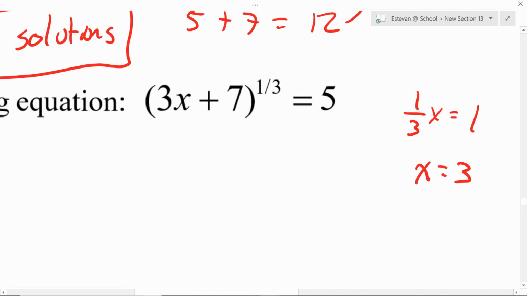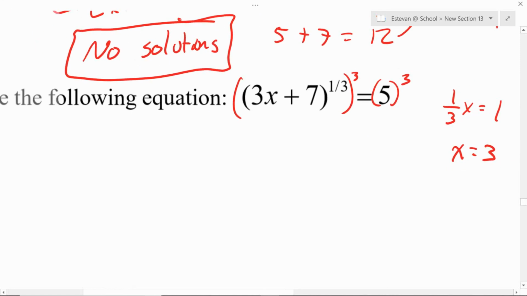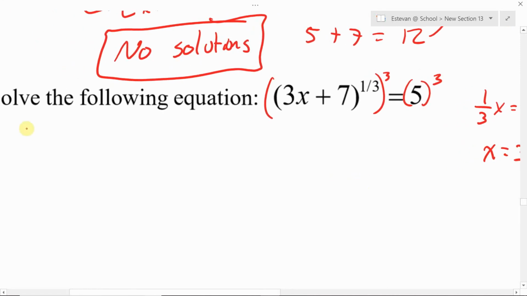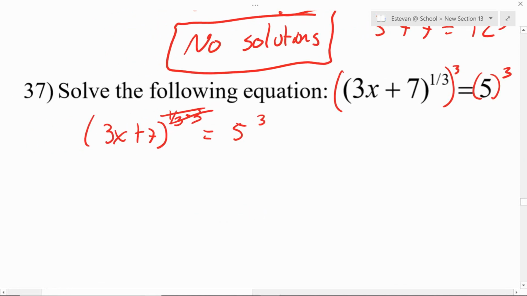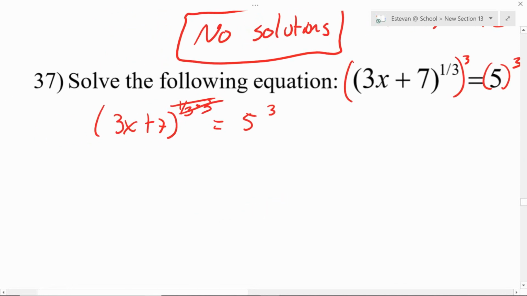In order to multiply by 3, we cannot just multiply by 3. We need to raise both sides by 3. When we have an exponent raised to an exponent, that leads to multiplying the exponents. So we have 3x plus 7 raised to the 1/3 times 3 is equal to 5 cubed. The 1/3 and the 3 will cancel, leaving me with 3x plus 7 is equal to 125.